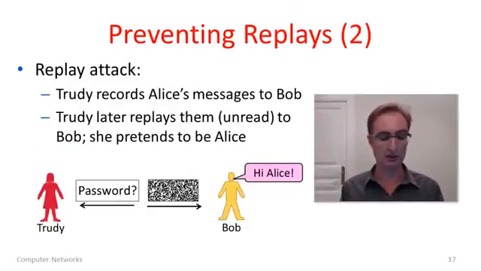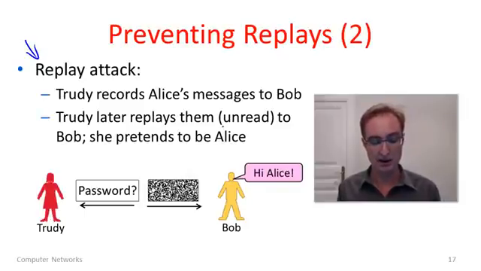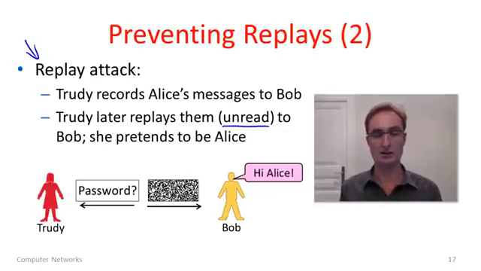Here's just an example of a replay attack, just to get you thinking about it. Maybe an overly simple example, but nonetheless. Just imagine that Trudy records all of the messages that Alice sends to Bob. And much later, Trudy's going to replay them. Now, these messages are unread. Trudy hasn't cracked the scheme. She hasn't cracked confidentiality, so she doesn't really know what the messages say in detail, but she can guess.